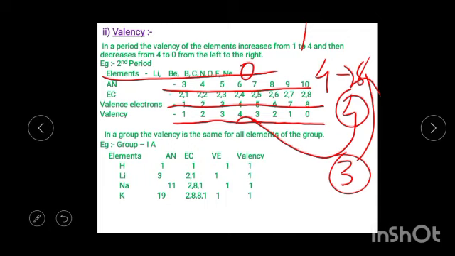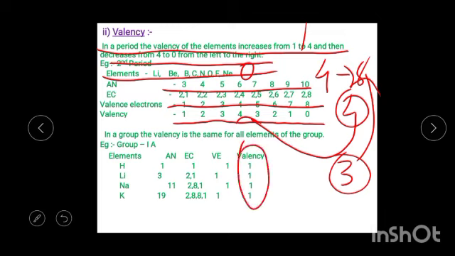And so we can say about the valency, in a period the valency of elements increases from 1 to 4 and then decreases from 4 to 0, from left to right in a period. If we check in the group, the valency remains the same. So the valency is the same in a group.